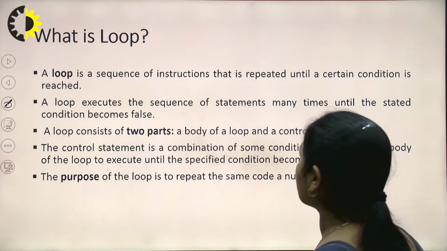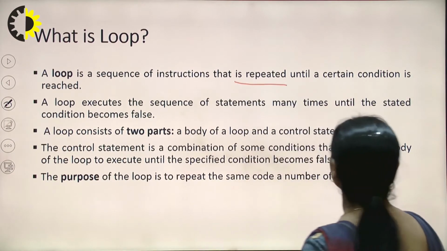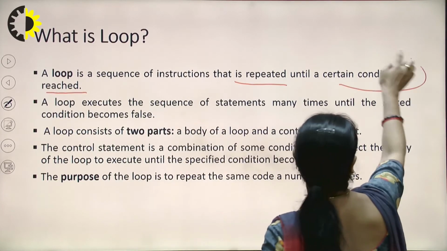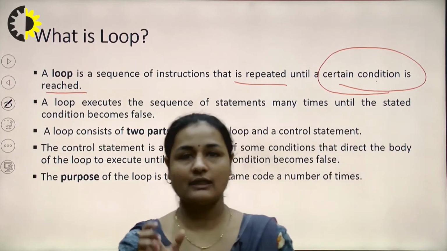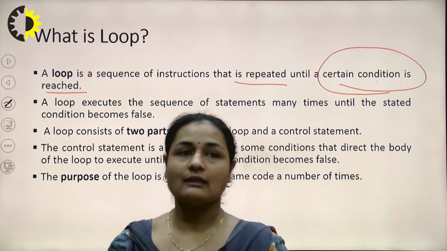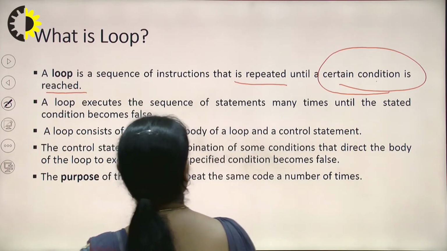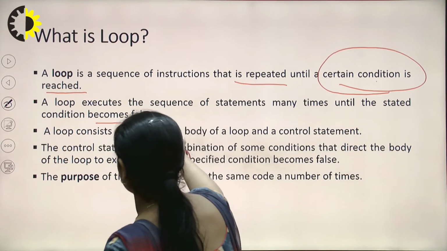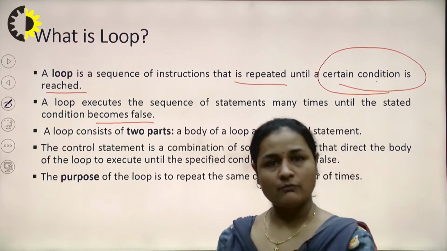A loop is a sequence of instructions that is repeated until a certain condition is reached. In a loop, we use a condition. We always describe a condition, and when the specific condition is met, then the loop will be executed. A loop executes the sequence of statements many times until the stated condition becomes false. The statements are executed until the condition becomes false.